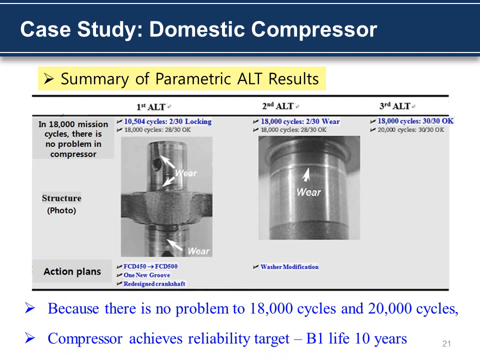This is a summary of the parametric ALT. As seen in the table, 3 parametric ALTs were carried out. In the first parametric ALT, we found the lubrication problem of the crankshaft. Therefore, we modified the design of the crankshaft. In the second ALT, we also found crankshaft wear. We changed the washer dimension. There was no problem at 80,000 cycles and 20,000 cycles. The compressor achieved the reliability target beyond 10 years of life.